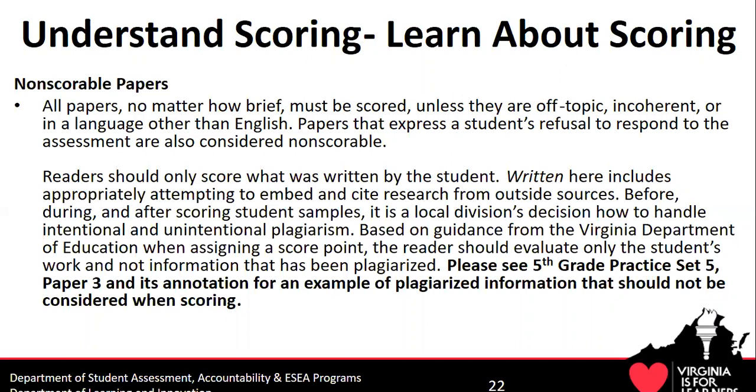So before, during, and after scoring papers, it is the local division's decision on how to handle intentional and unintentional plagiarism. And then based on guidance from the Virginia Department of Education, when assigning a score point, the reader should evaluate only the student's work and not information that has been plagiarized.